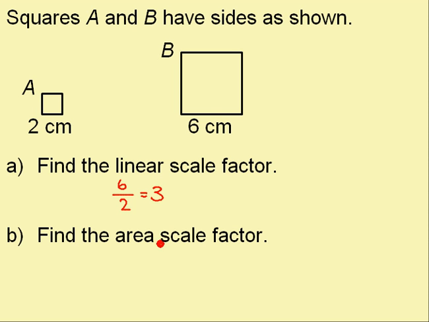In the second part, I want to find the area scale factor. To do this, I need to find the area of square A. Now the area of square A will be 2 times 2, which is 4. And I need the area of square B. The area of square B will be 6 times 6, which is 36. So to find the area scale factor, I'm going to get this area here, 36, and divide it by this area here, 4. And I get that the area scale factor is 9.